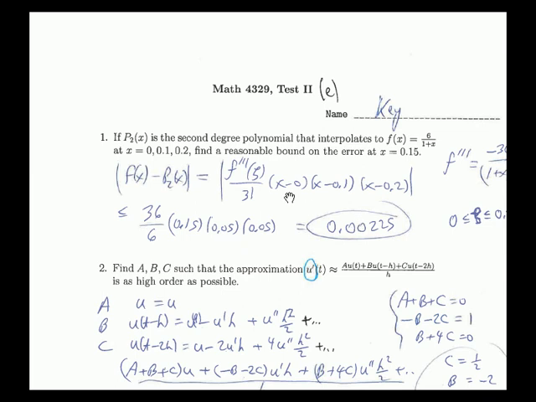Now, in some problems it won't give you a specific value. It won't say find a reasonable bound on the error at this specific point. It'll say a bound that's good for any x between 0 and 0.2, and that makes the problem a little harder, as we'll see.